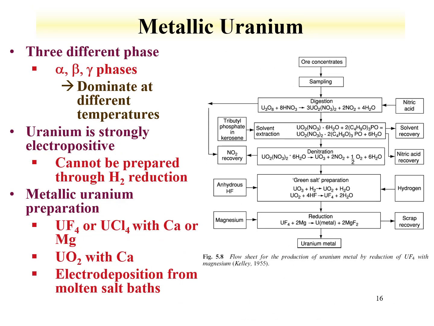Metallic uranium is also a potential nuclear fuel. And as we'll see with some of the other actinides, the metal phases of the actinides can be very complex. Uranium has three phases: alpha, beta, gamma. They dominate at different temperatures. Uranium metal itself is strongly electropositive. That means that it cannot be prepared through reduction by hydrogen.